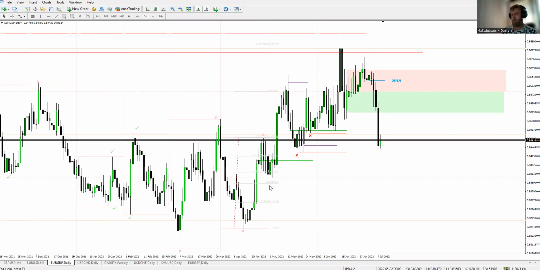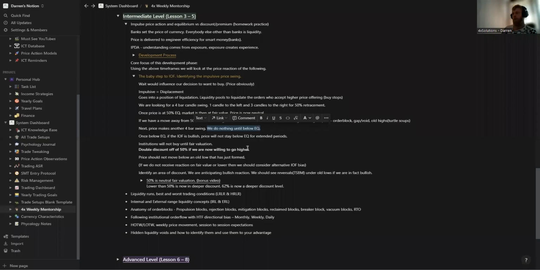That simple rule, that if it's not below equilibrium for a buy or above equilibrium for a sell, then we do nothing, can help you many times just by implementing that simple rule or that way of thinking. Once price is below or above equilibrium, if the institutional order flow is bullish in this case, price will not stay there for very long.